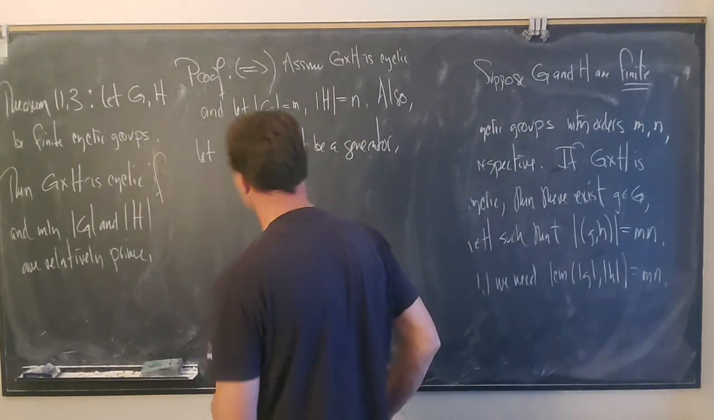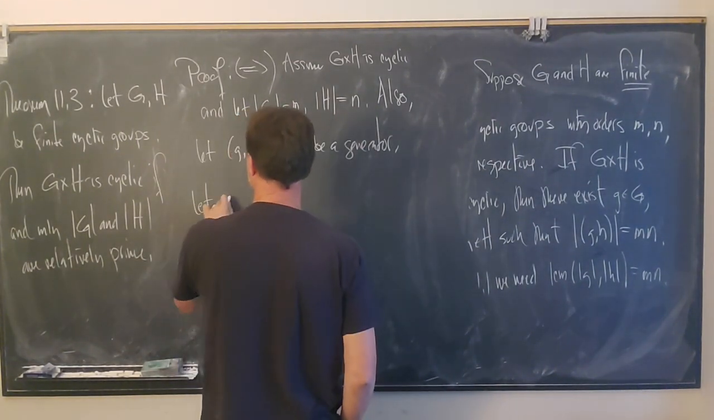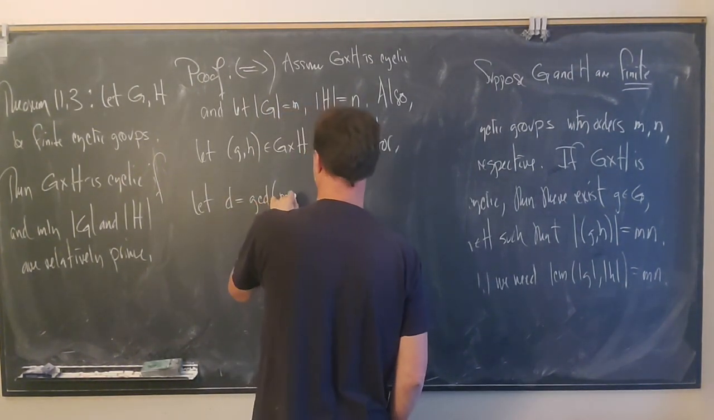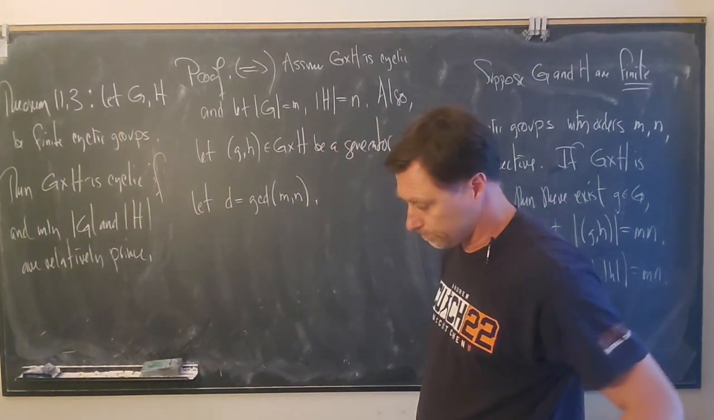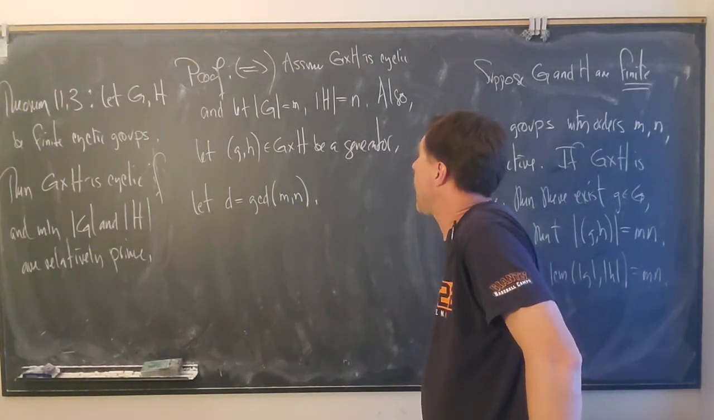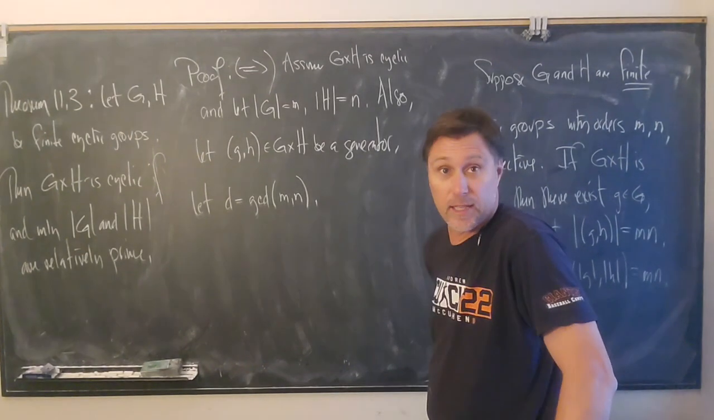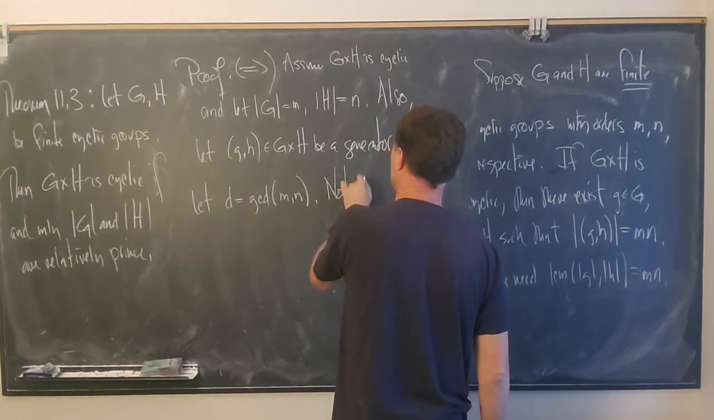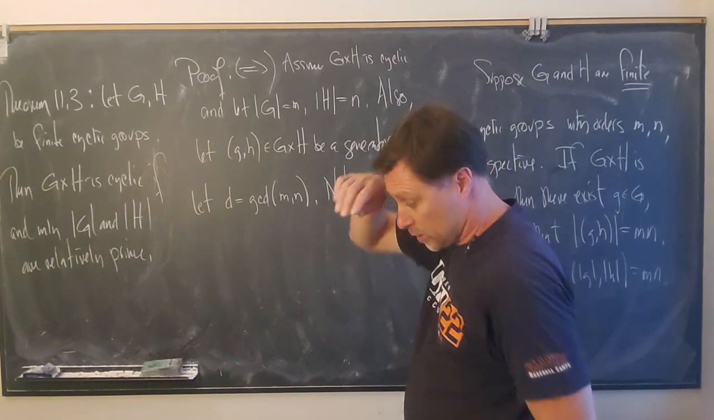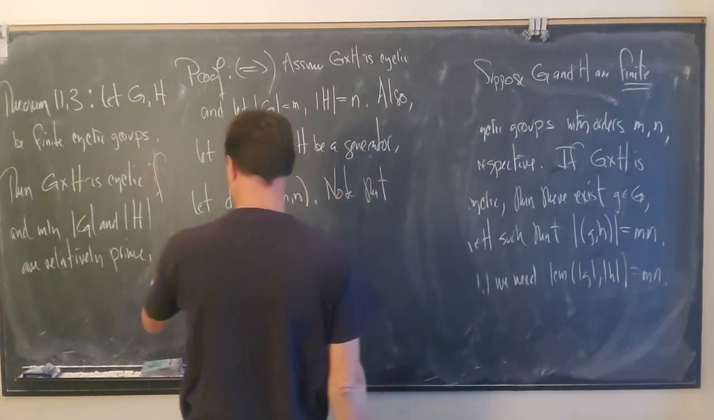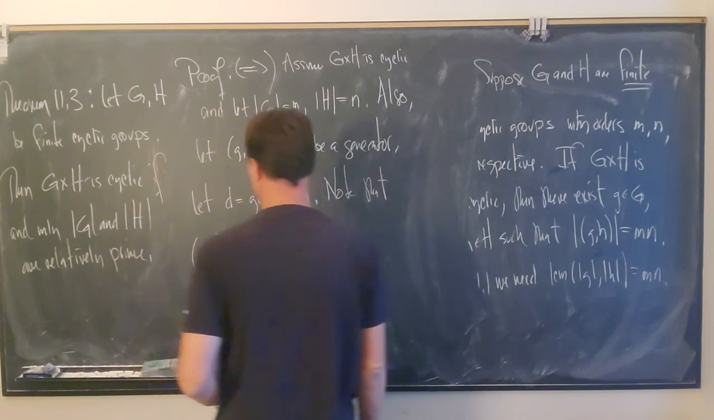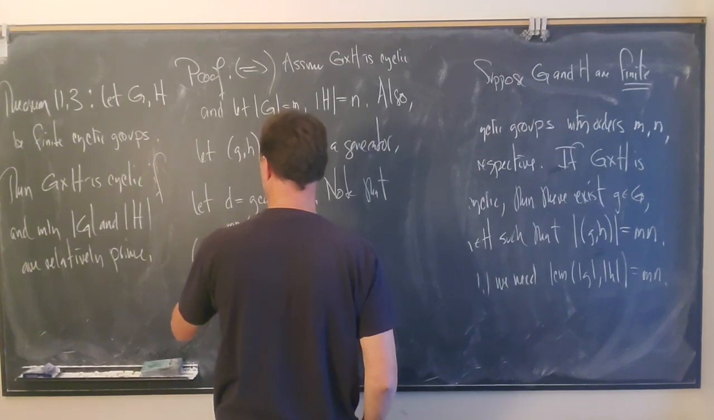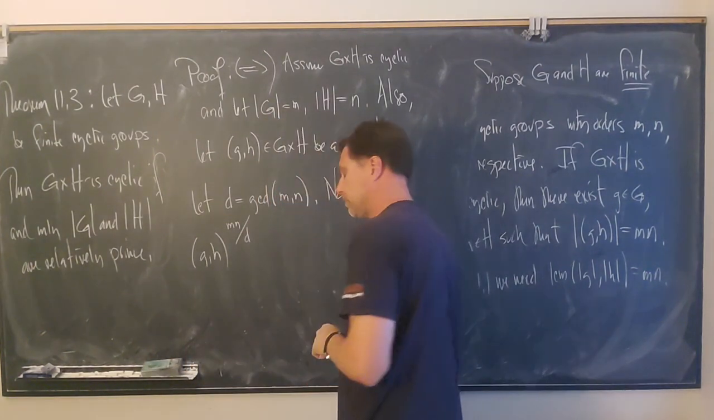So now let's let D be the GCD of M and N. And what do we need to do? Well, we need to conclude that D is equal to 1. So now let's note that. What I'd like to do is raise the element (g, h) to the order of MN divided by D.